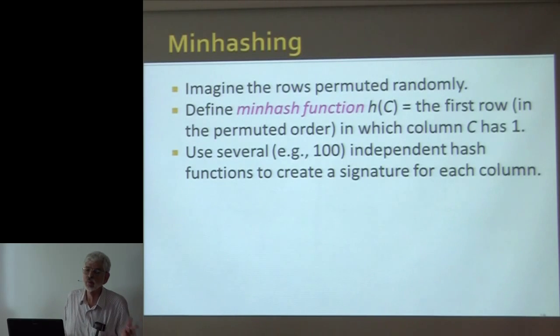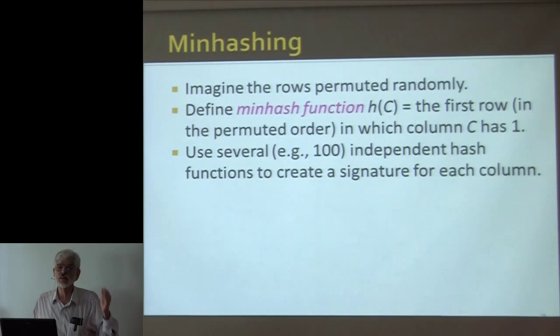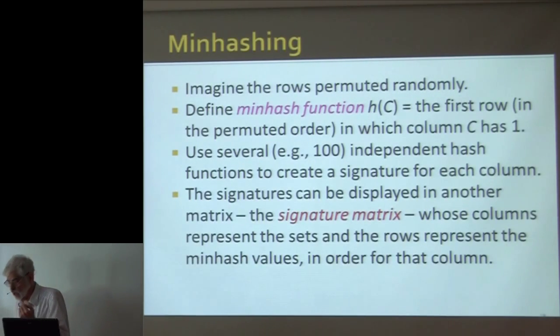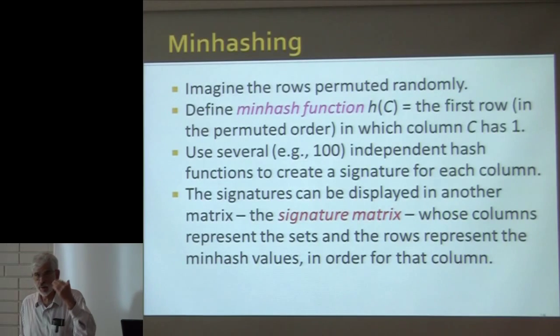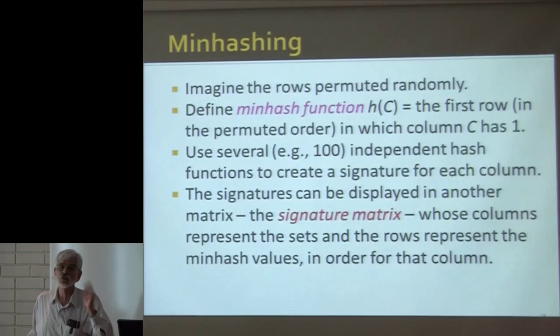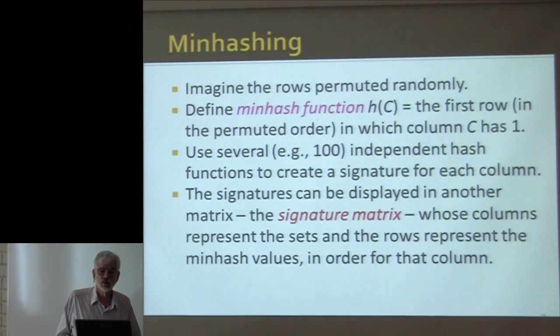Then, as I say, we will have many different independent hash functions, and each hash function is one component of that vector that is the signature. I'm going to represent the signatures by another matrix where the rows correspond to the hash functions, and the columns still correspond to the sets.